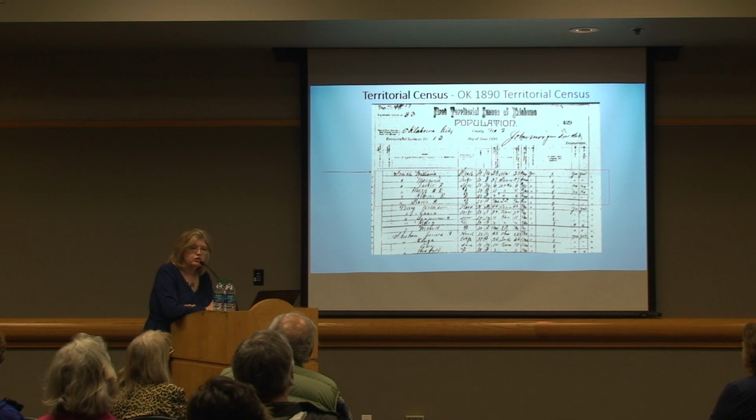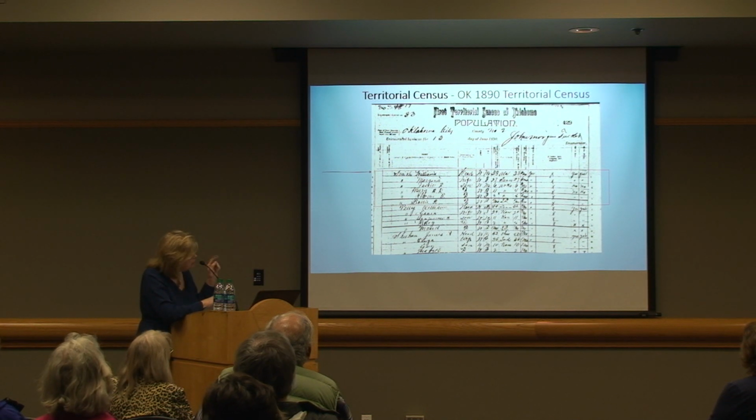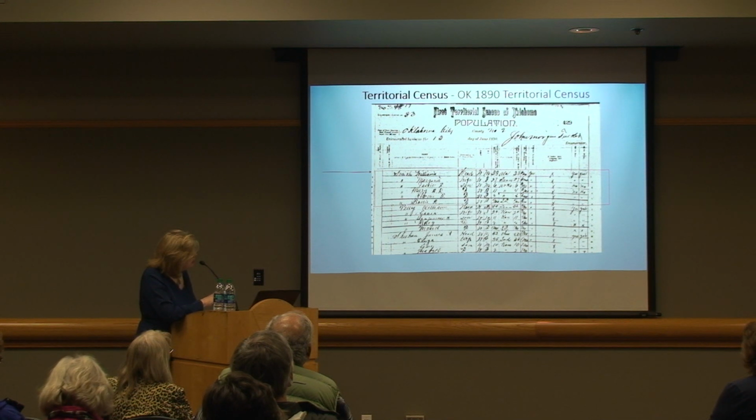How many months have you been in the territory? He was there for 6 months before the census was taken. Well, that's very good if you are trying to track the migration pattern of your ancestors, because now you know that he was not in Oklahoma before, probably November, December of 1879.